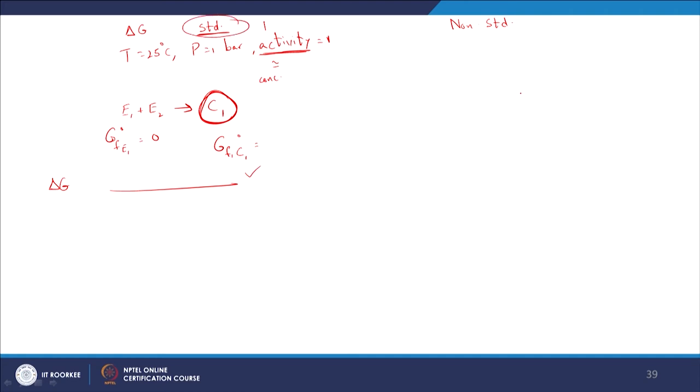Then we looked at how the system would change with respect to the delta G calculations if the activity is not equal to 1, which is what you would observe, or if temperature is not equal to 25 degrees centigrade and pressure is not equal to 1 bar. With respect to activity not equal to 1, there were two aspects: one is the reactants themselves, and the other is the non-reactants.